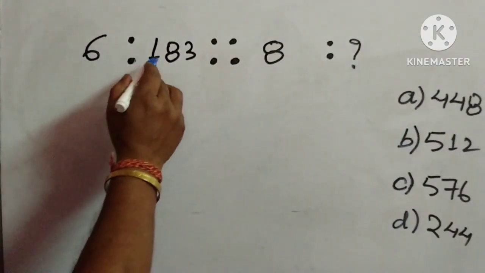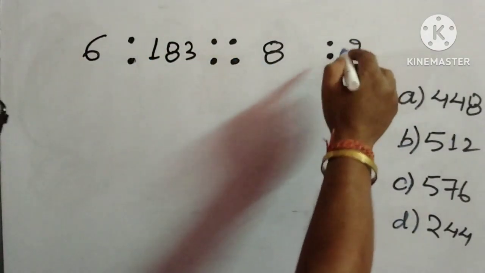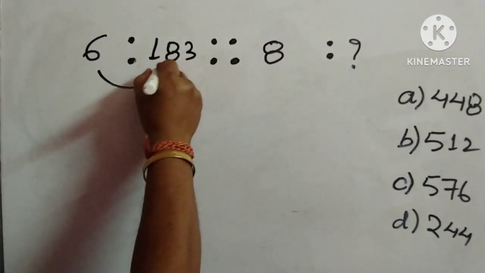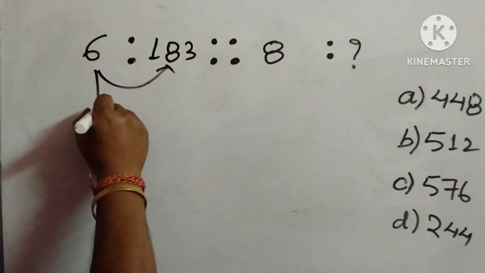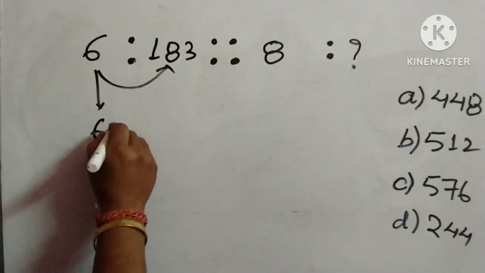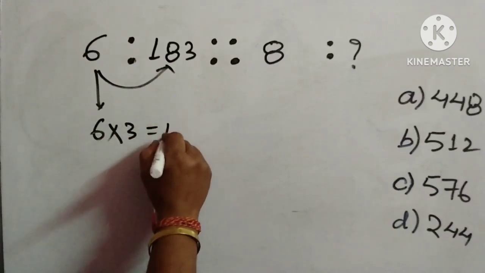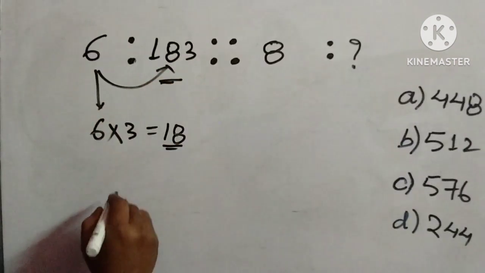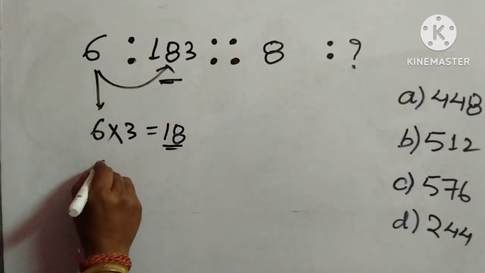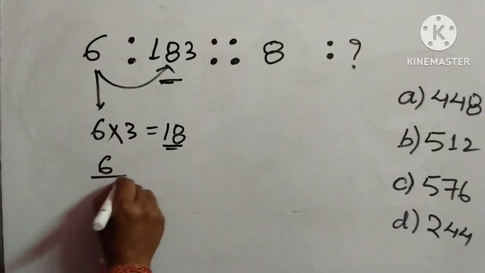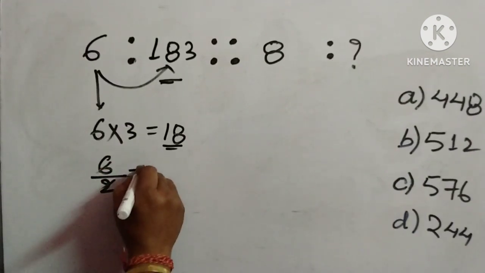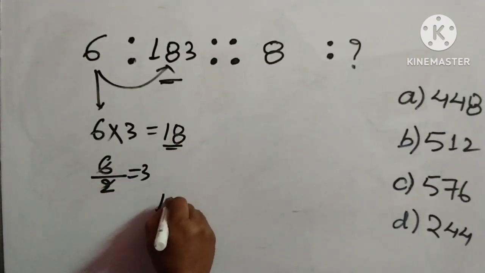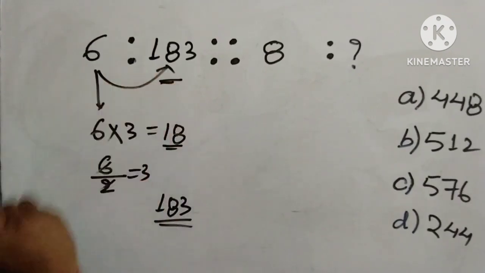Next question, 6 is to 183 is equal to 8 is to what? We have to find out this number and the 4 options are given. Okay, now we will try how to get 183 from 6. So we will consider this 6. So we will multiply 6 with 3. So 6 into 3 is 18. So we have got 18. Now we have to derive 3. So what we can do? You divide 6 by 2. So this is 3. Now you write 18 and 3 side by side. So what is the result? 183, which is over here.